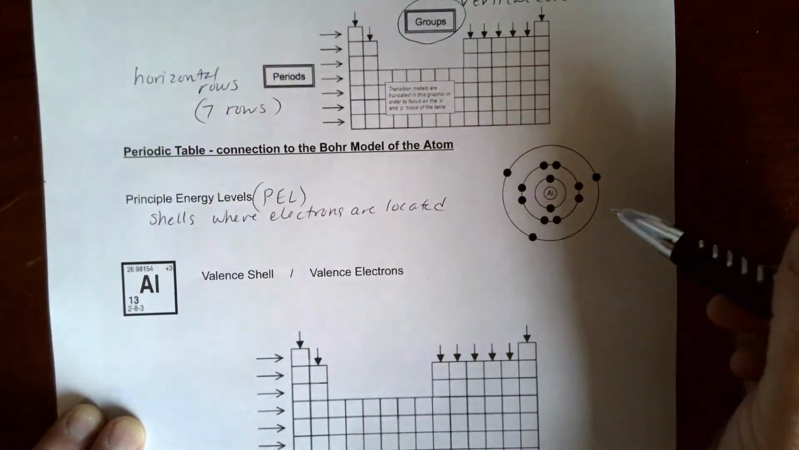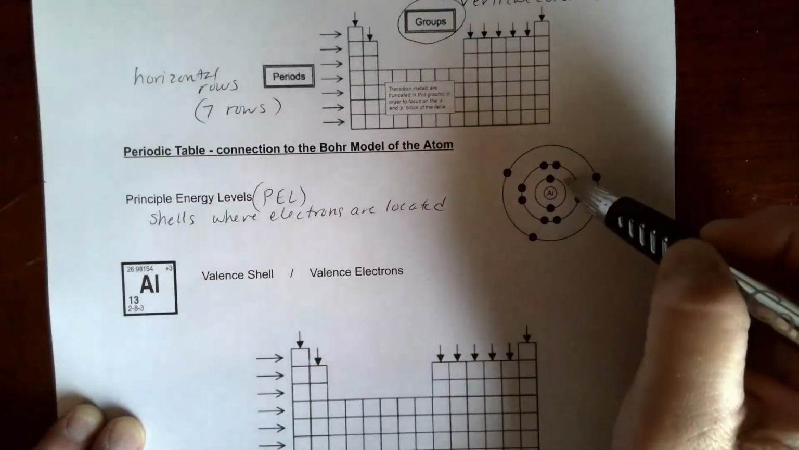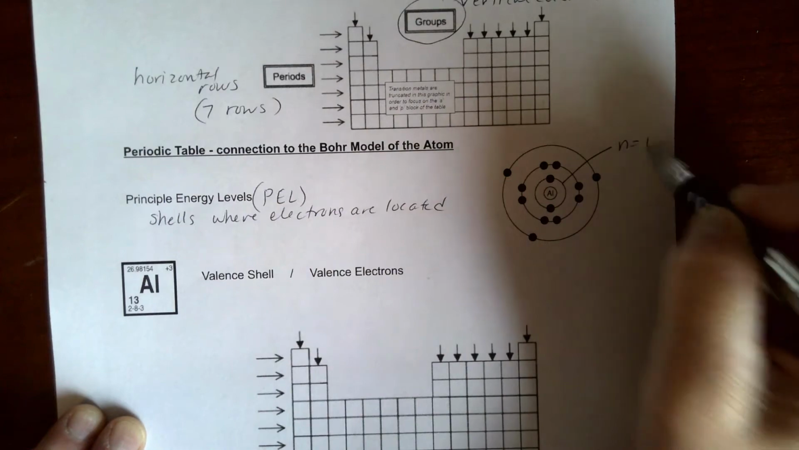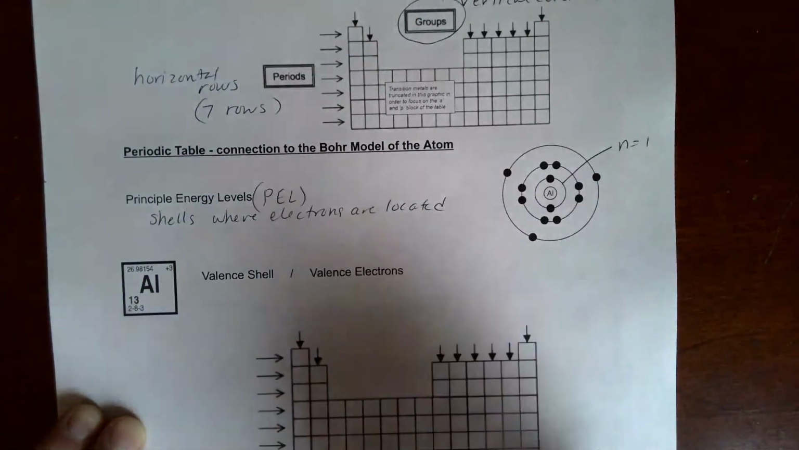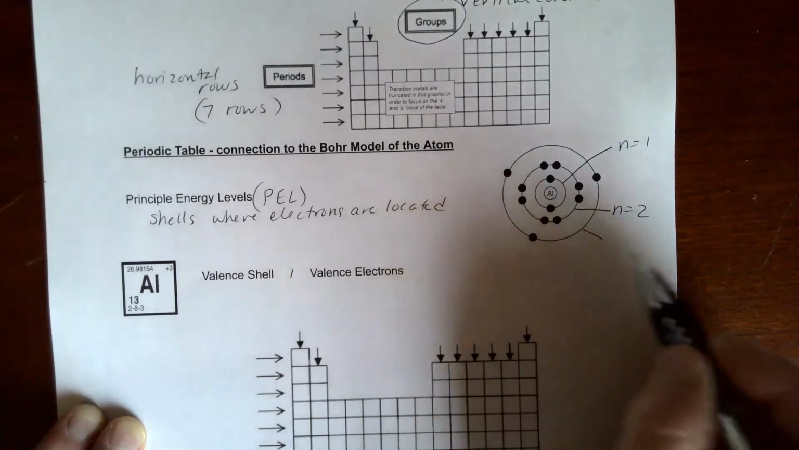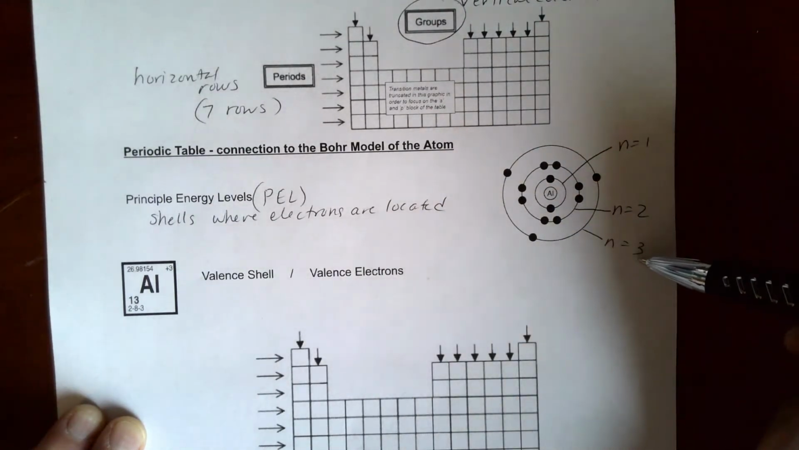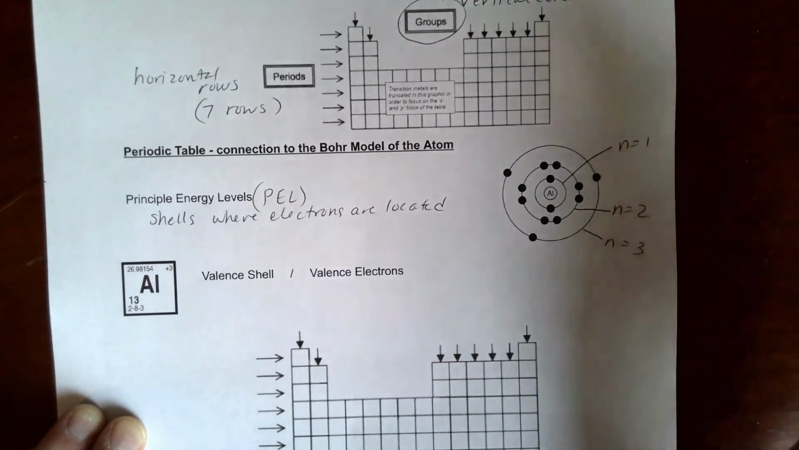So in this model over here, we can see that this element has 3 shells. It's got this one right here, this is n equals 1. Then we've got the second shell, n equals 2. And then this outer shell is n equals 3. So there's 3 shells, 3 principal energy levels.